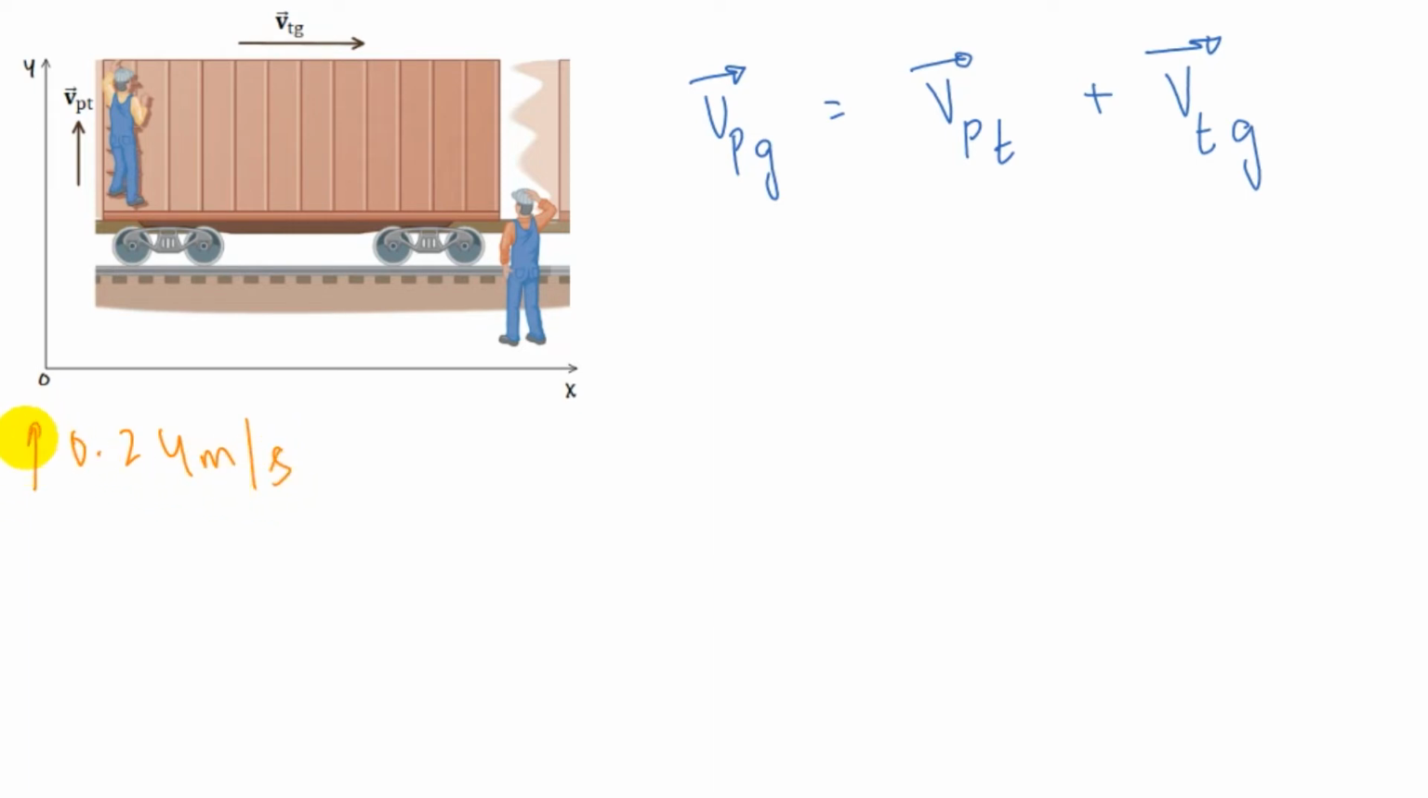This is the speed of the person in the vertical direction, and the speed of the train in the horizontal direction, we can take it to be 0.68 meter per second. This is speed. Now I'll be writing the vectors for these two things.